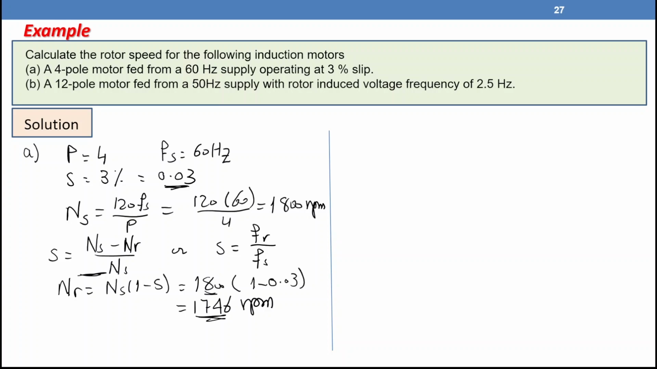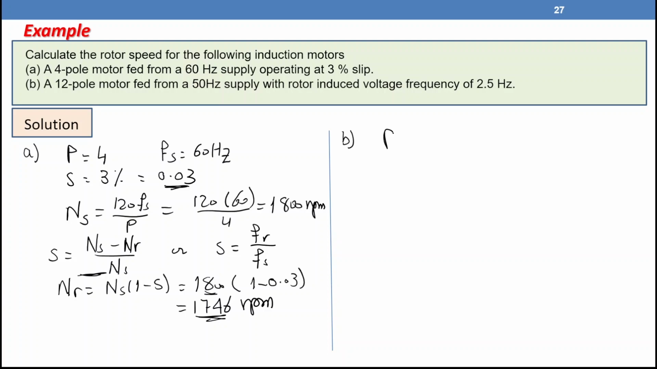Please note that the rotor speed is close to the synchronous speed. And as you load the machine, this difference is going to increase. If the rotor speed is close to or equal to the synchronous speed, the machine is at no load conditions. Let's go for part B.